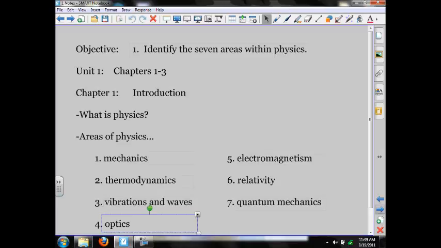Alright, so mechanics, thermodynamics, vibrations and waves, optics, electromagnetism, relativity, quantum mechanics. Notice actually the blue equation sheet that I gave you has mechanics, electricity, magnetism. Fluid mechanics is in another one, along with thermodynamics, thermal physics, waves and optics, atomic and nuclear physics, is kind of these two together. So they're all kind of broken up for you on that.